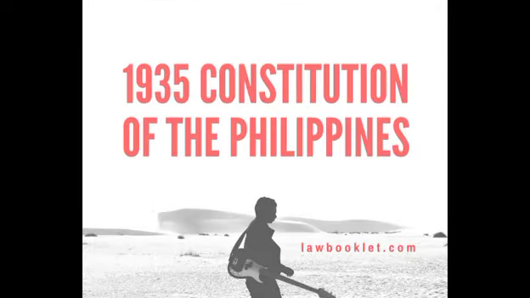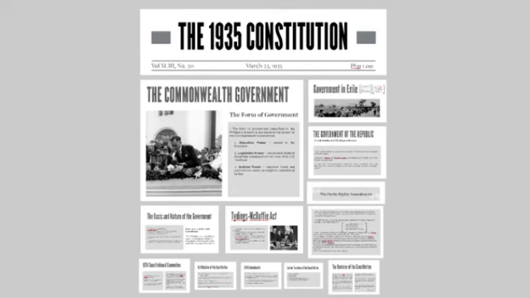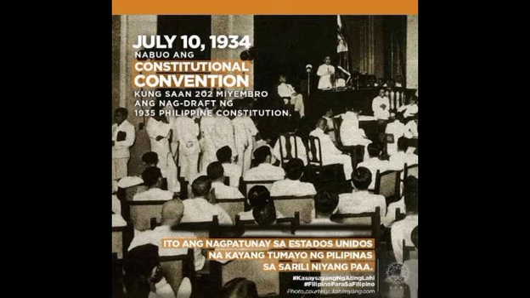1935 Constitution of the Philippines. The 1935 Constitution provided the legal basis of the Commonwealth government, which was considered a transition government before the granting of Philippine independence, with an American-inspired constitution. It was written in 1934, approved and adopted by the Commonwealth of the Philippines from 1935 to 1946, and later used by the Third Republic from 1946 to 1972.